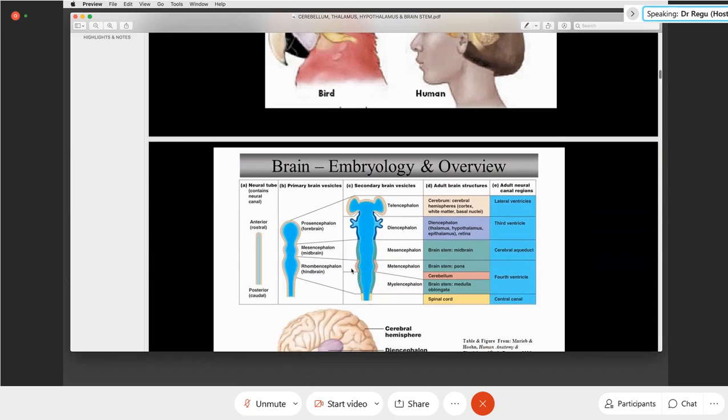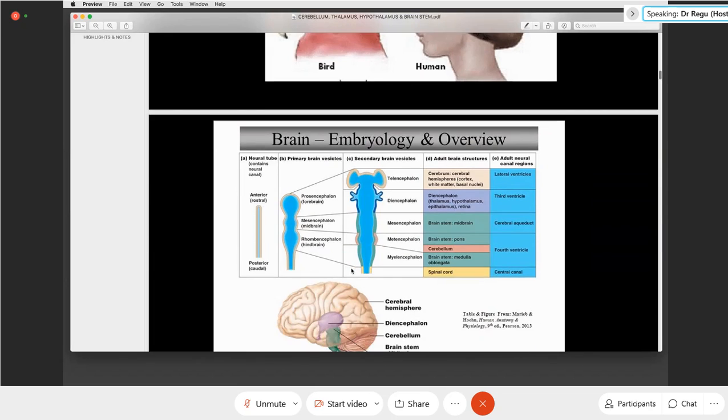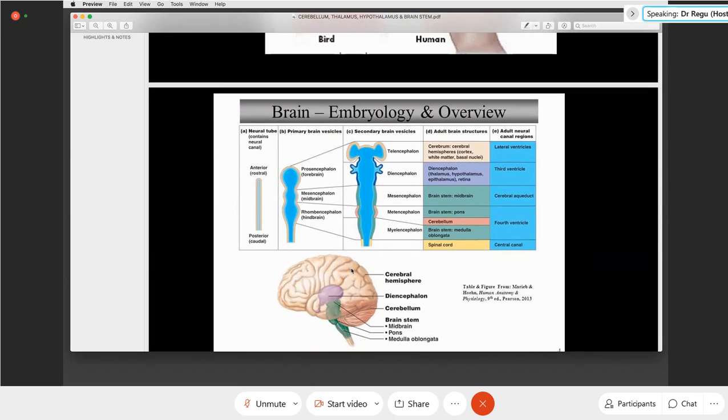Now, before we go into that, I just want to touch a little bit on brain embryology. Right? How does the brain develop? Now, the brain originates from a long tube known as the neural tube. During development, when the embryo is inside the mother's womb, it forms a neural tube, and all the neural structures arise from here.